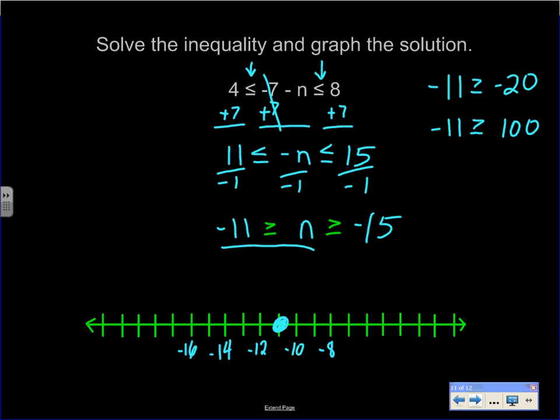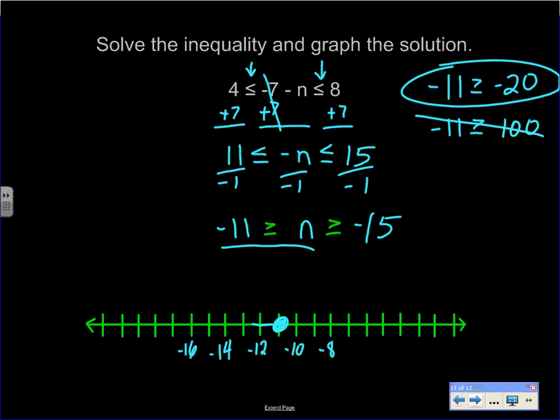It doesn't have to be shown on the number line. We know 100 is to the right of negative 11. Which one is true? Negative 11 is greater than negative 20, or negative 11 is greater than 100? Well, if you believe that negative 11 is greater than 100, you should come and see me, because I got some oceanfront property in Arizona for sale. That one right there is true. Negative 11 is greater than or equal to negative 20.